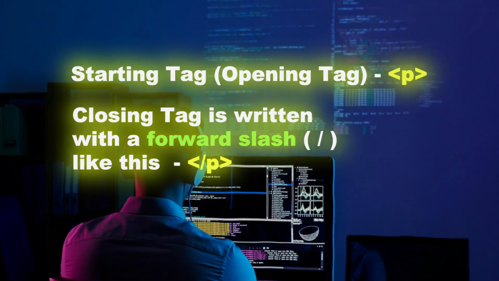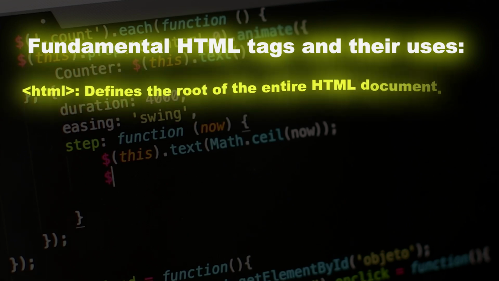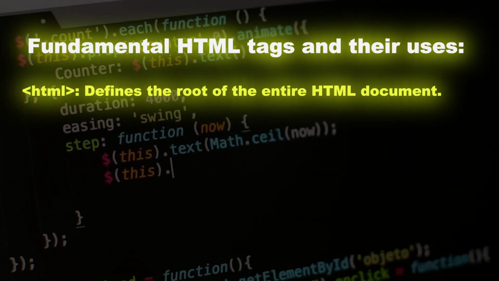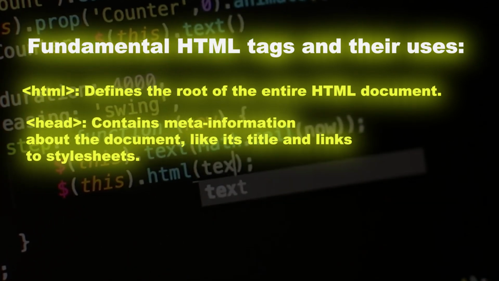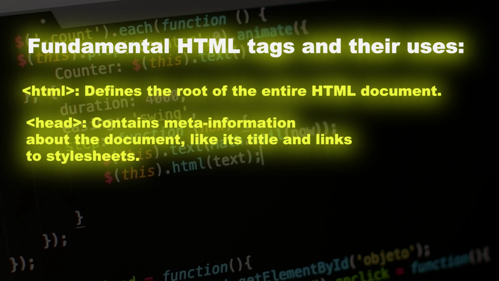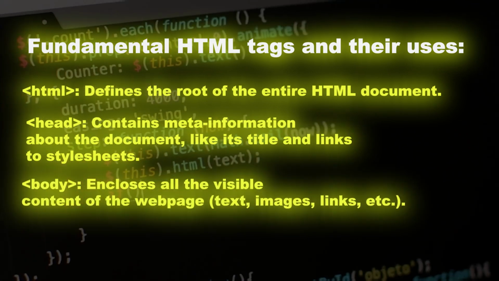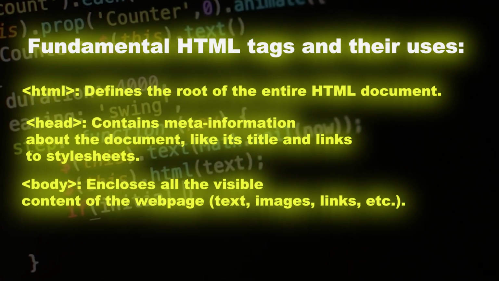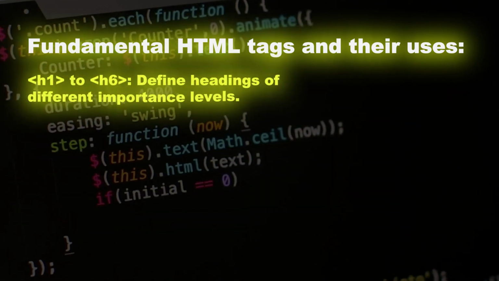Here are some fundamental HTML tags and their uses. The html tag defines the root of the entire HTML document. The head tag contains meta information about the document, like its title and links to style sheets. The body tag encloses all the visible content of the web page, like text, images, links, etc.